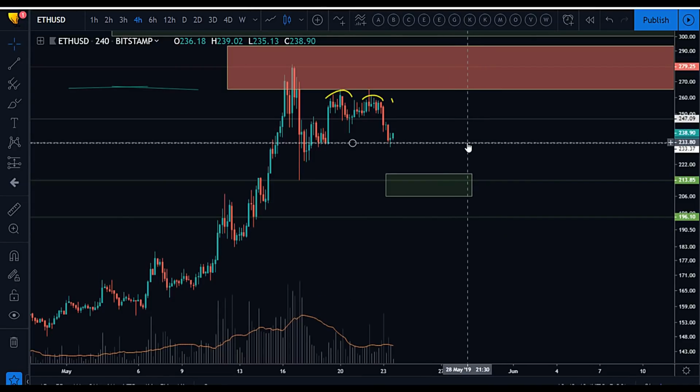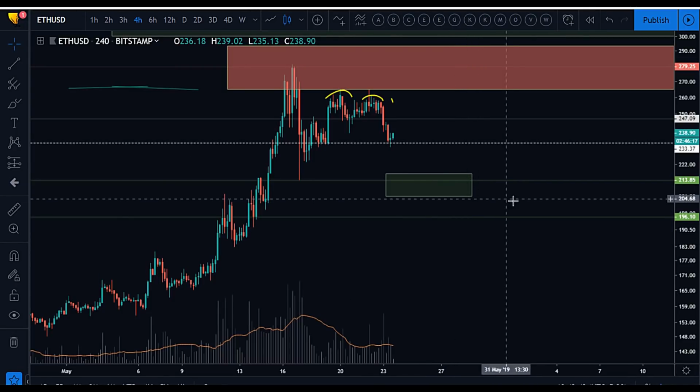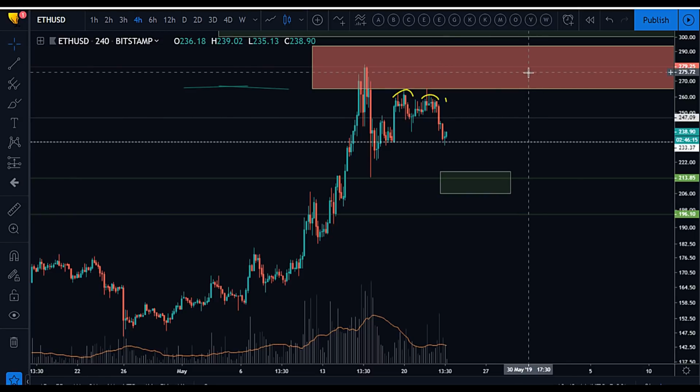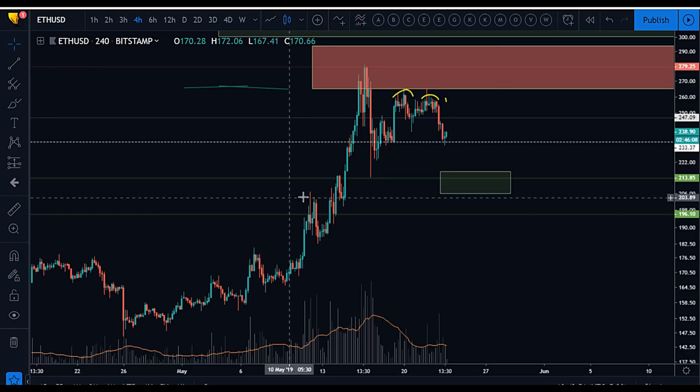If Ethereum breaks 233, I'm looking for 205, this zone over here pretty much. But if we do break the 269 zone that we've been talking about in past videos, I'm looking for above and beyond, around 420 actually, believe it or not.